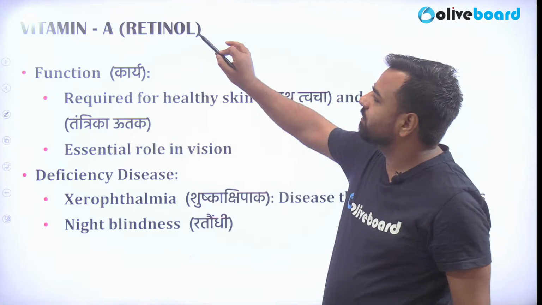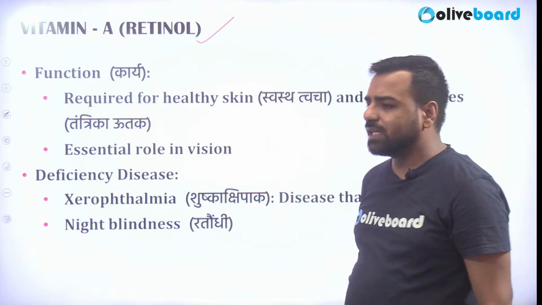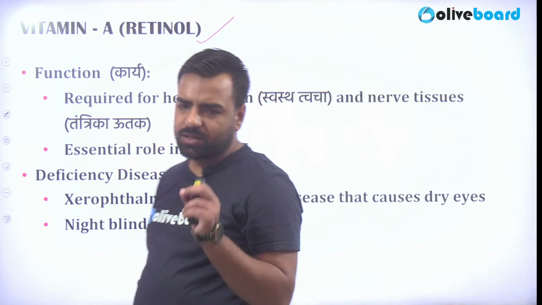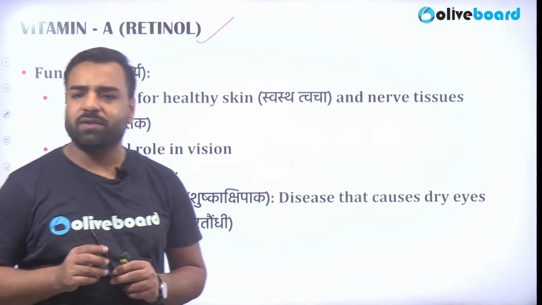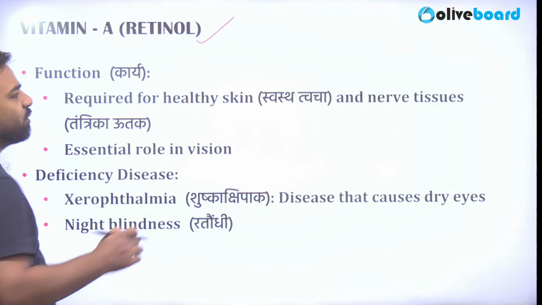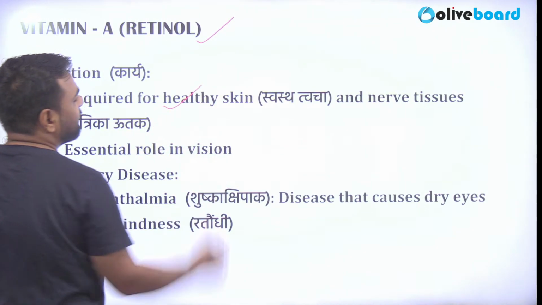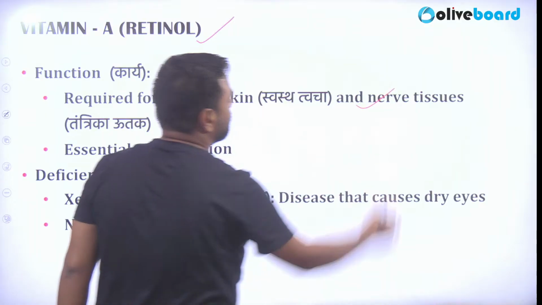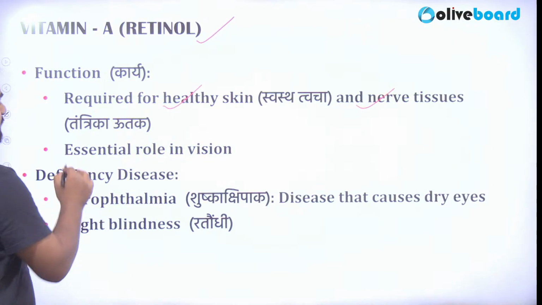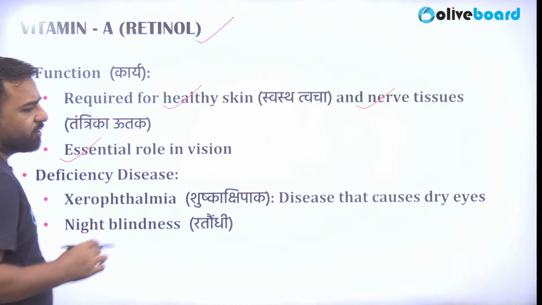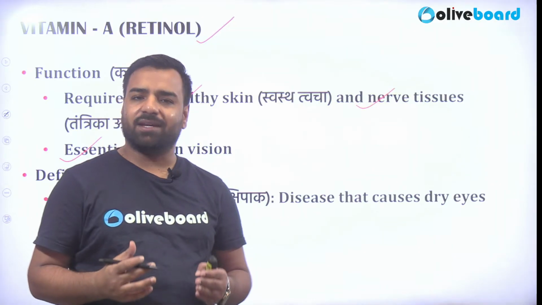So first of all, vitamin A, whose chemical name is retinol. What is the function of vitamin A? Do you know what is the function? So vitamin A is required for healthy skin and for the nerve tissues. Here, it has an essential role in the vision. So guys, is there any way to remember this? Yeah, there's a way.